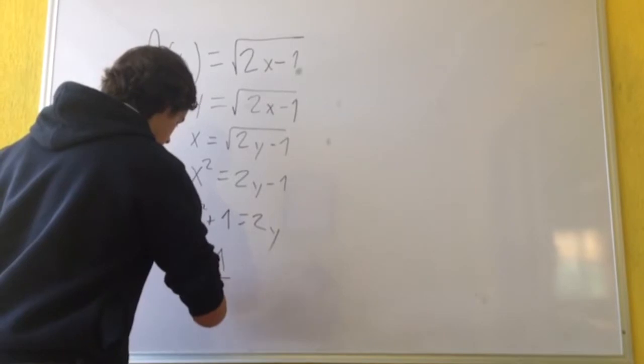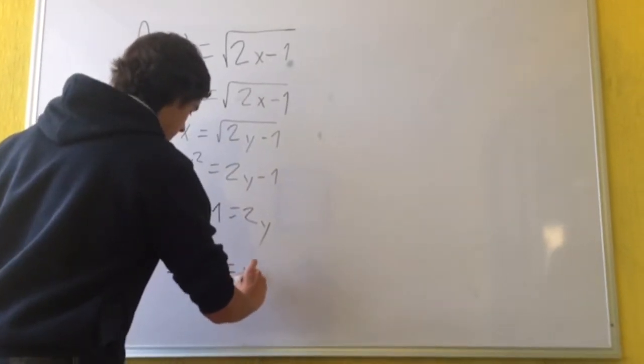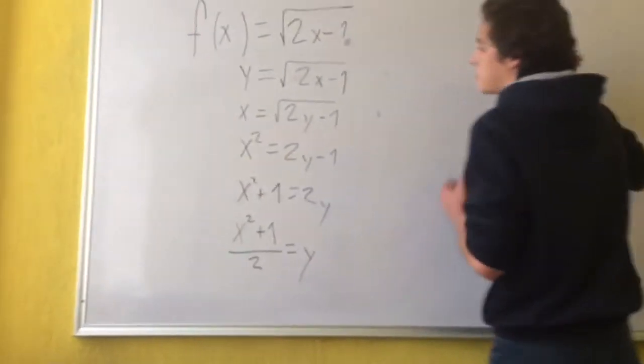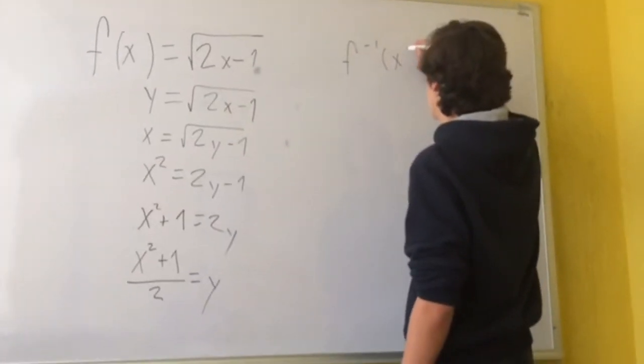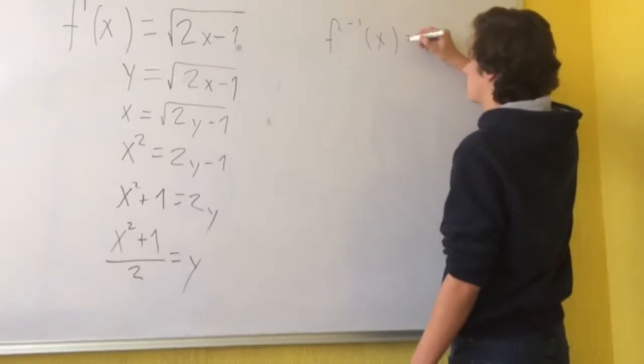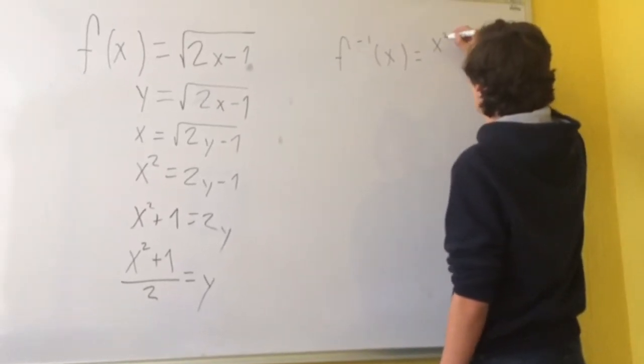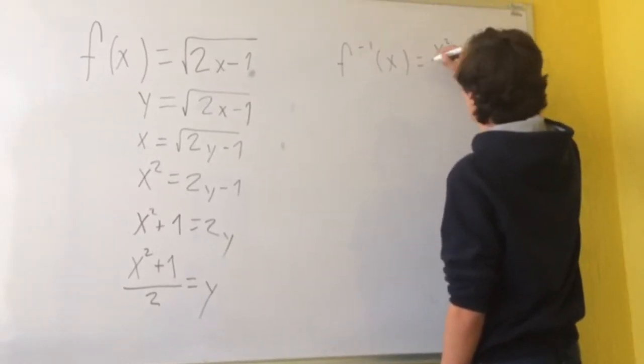And now the final step is dividing everything by 2 so that we have the y alone. So we got x squared plus 1 divided by 2 equals y. So that is going to be our inverse function or our inverse equation.